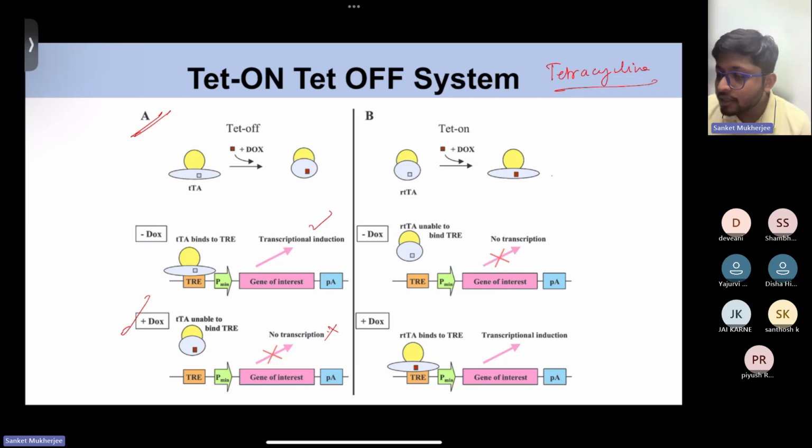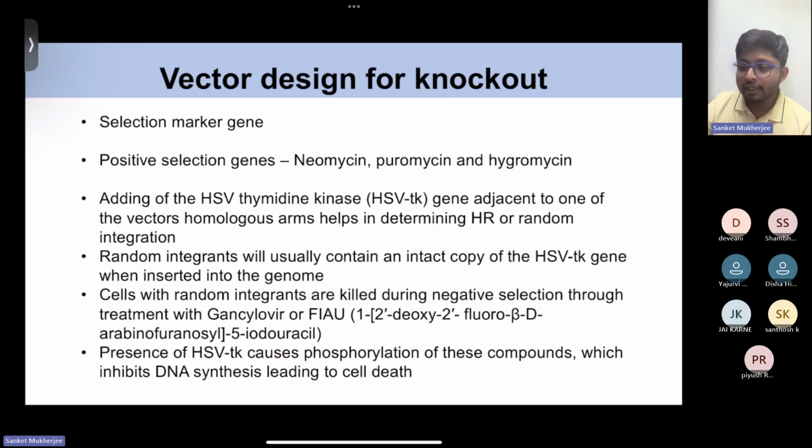Similarly, in a TET on system, whenever there is introduction of doxycycline, there is induction of transcription. When there is absence of doxycycline, there is no transcription. You can read about these processes in detail in the lecture, but this is the idea.